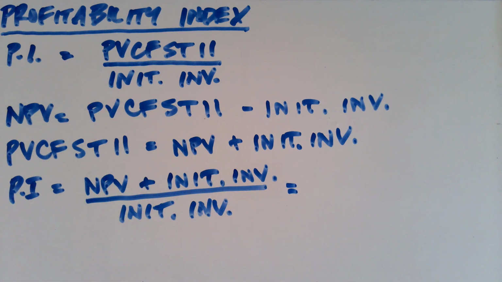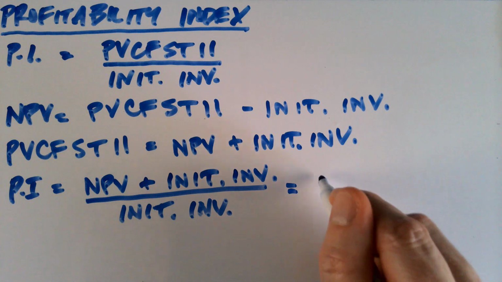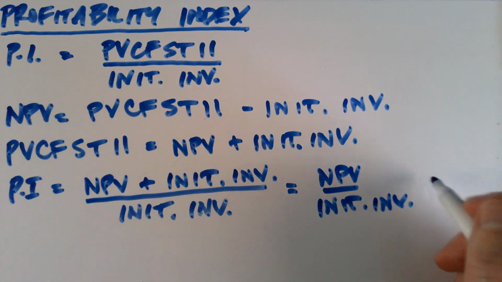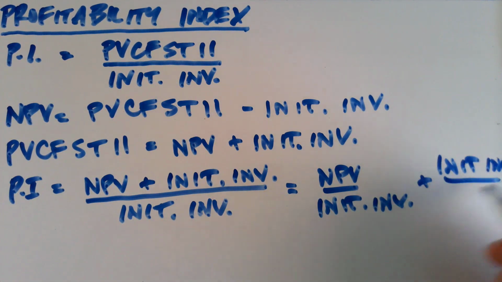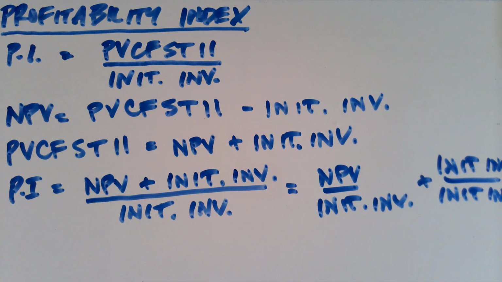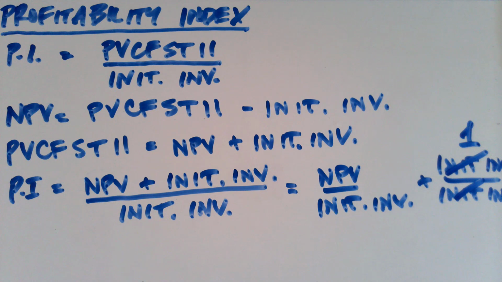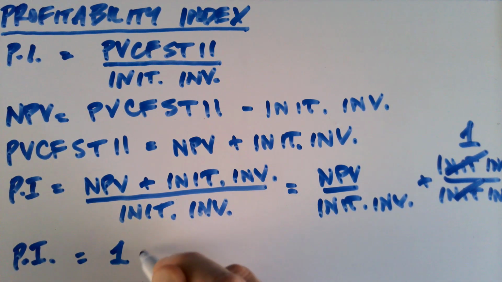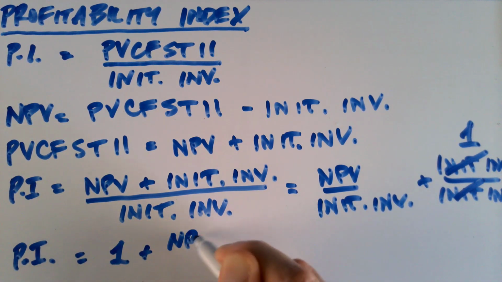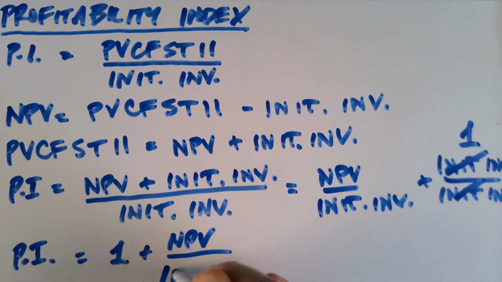Now let's distribute that bottom term. Notice that these terms cancel out here, and this term just becomes 1. And so we are left with PI is equal to 1 plus NPV divided by the initial investment.